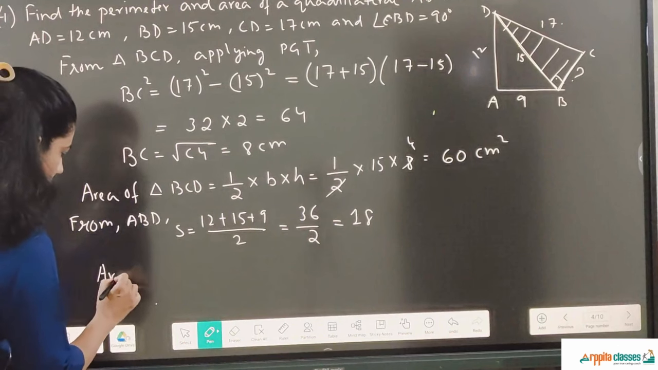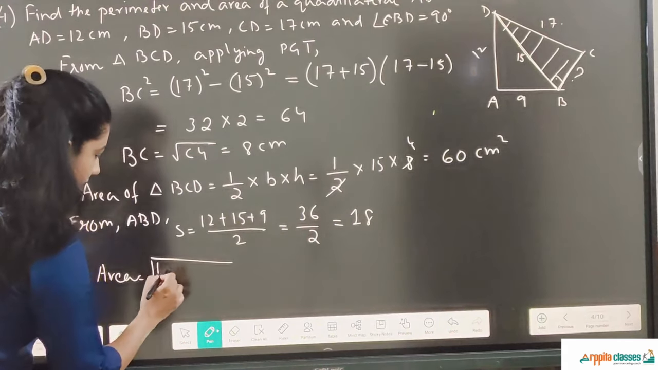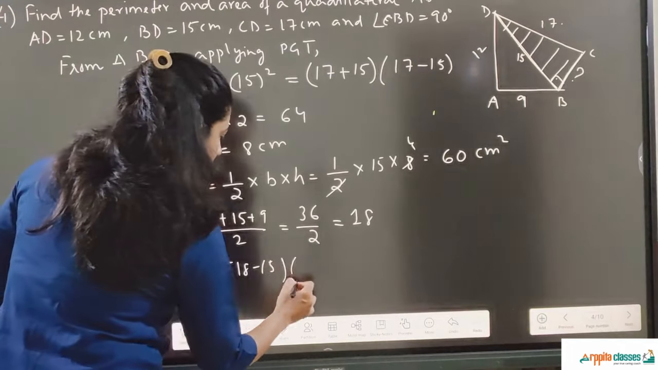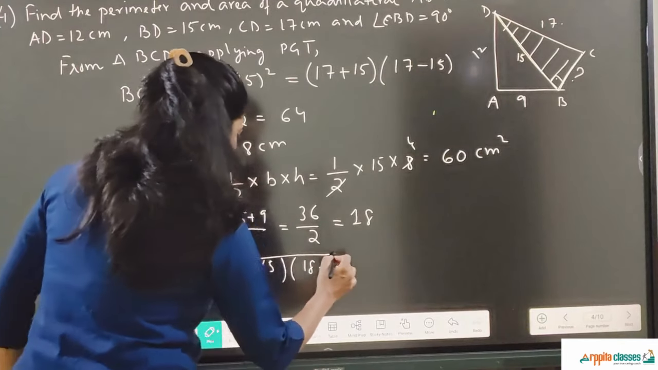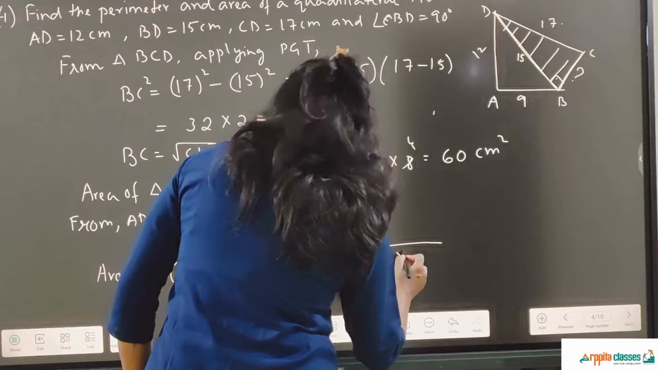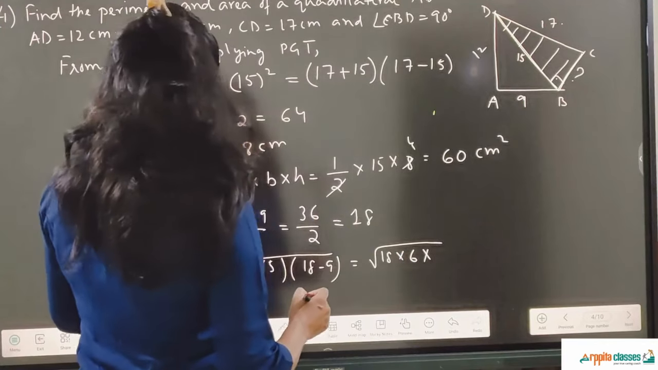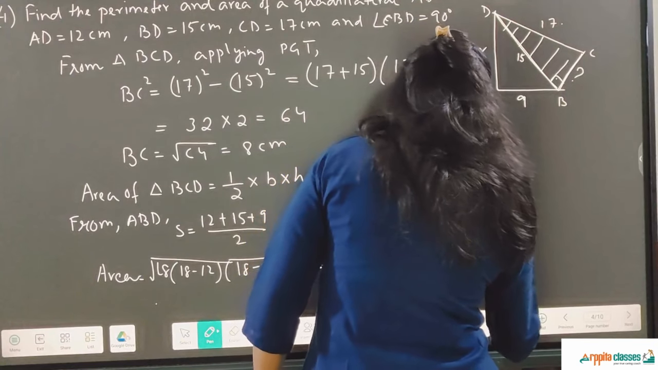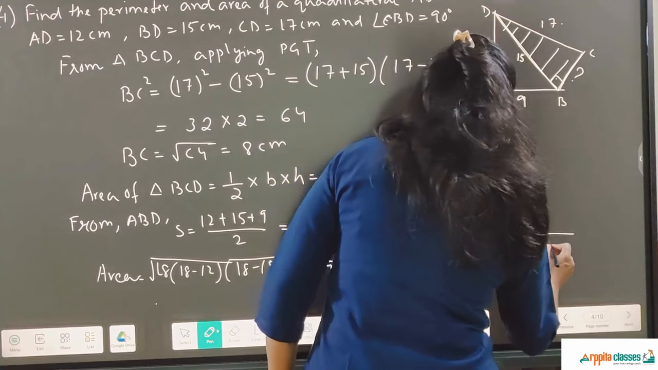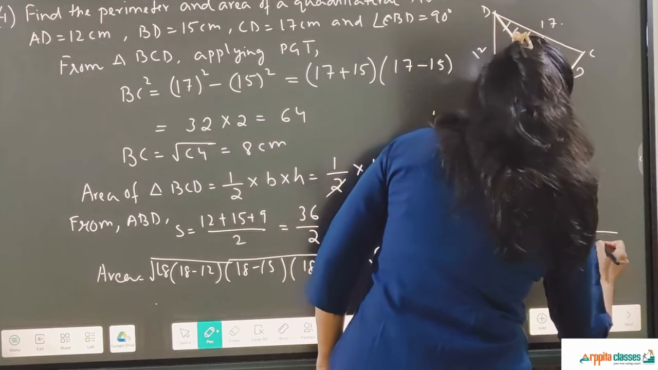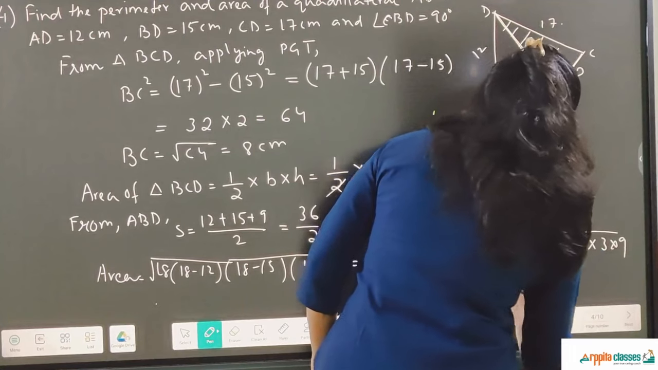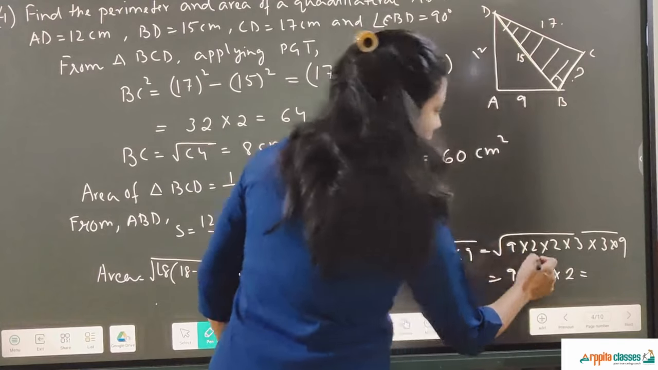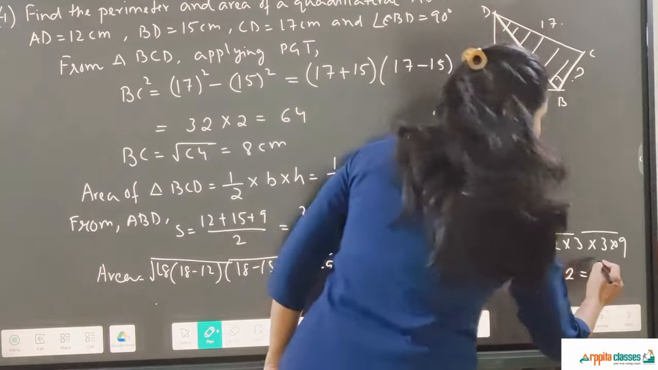So the area would be equal to S, that is 18. 18 minus 12, 18 minus 15 and 18 minus 9. So that is 18 into 6 into 3 into 9. So I can write 18 as 9 into 2, 6 as 2 into 3, and then 3 is there, 9 is there. So from 2 9s, 1 9 will come out, 1 3 will come out and 1 2 will come out. So it's 9 into 3, 27, into 2, 54.